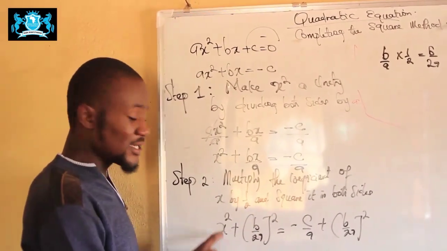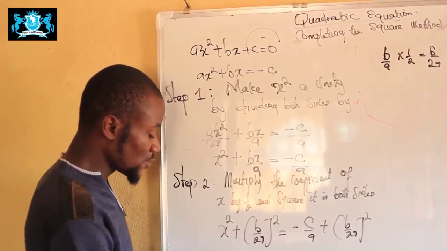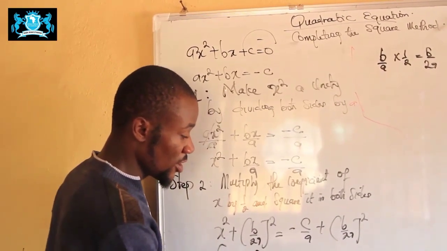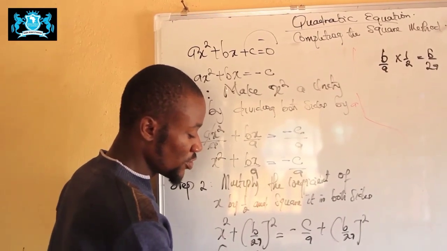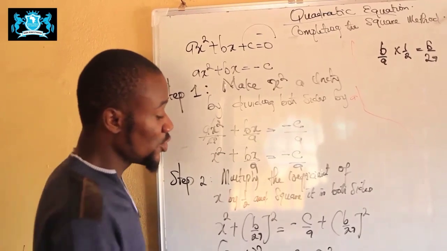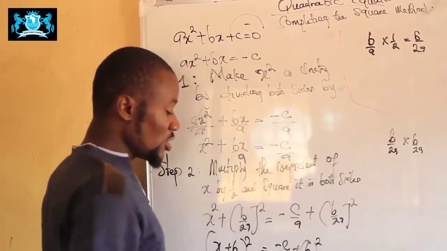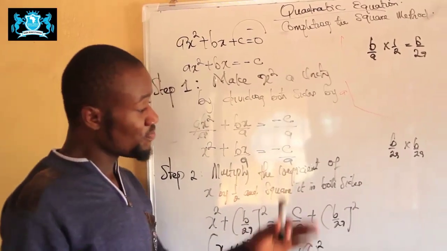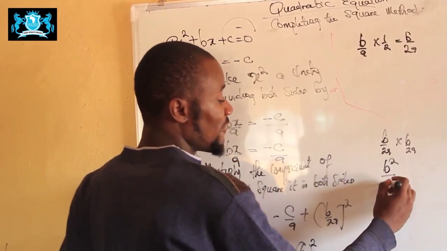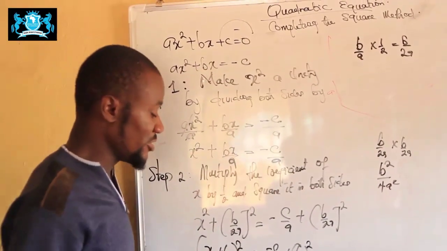Now, x here is carrying square, b over 2a is carrying square. So bring them together and raise them to the power of 2: x plus b over 2a all raised to the power of 2 is equal to minus c over a plus b over 2a all raised to the power of 2. Now, this one is not carrying square, so you analyze this one. It means b over 2a times b over 2a. So b times b gives you b squared over 4a squared. 2 times 2 is 4, and a times a is a raised to the power of 2.